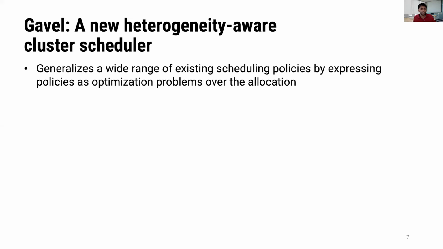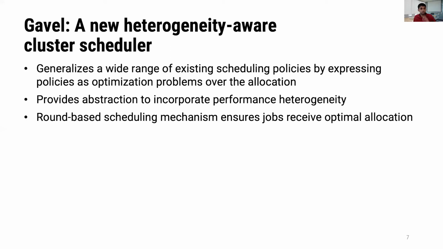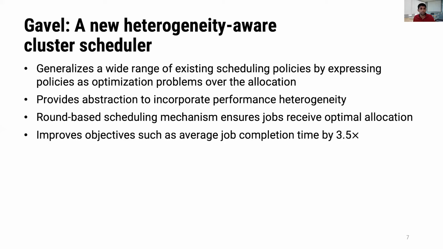Gavel is our new heterogeneity-aware, preemption-based scheduler that aims to address these challenges. Gavel supports both on-premise and cloud deployments and generalizes a wide range of existing scheduling policies by expressing policies as optimization problems over the allocation. Gavel uses an abstraction we call effective throughput to allow optimization problems to incorporate accelerator and workload heterogeneity, and uses a policy-agnostic round-based scheduling mechanism to ensure that jobs actually receive their computed optimal allocation. Gavel can improve objectives such as average job completion time by as much as 3.5x.